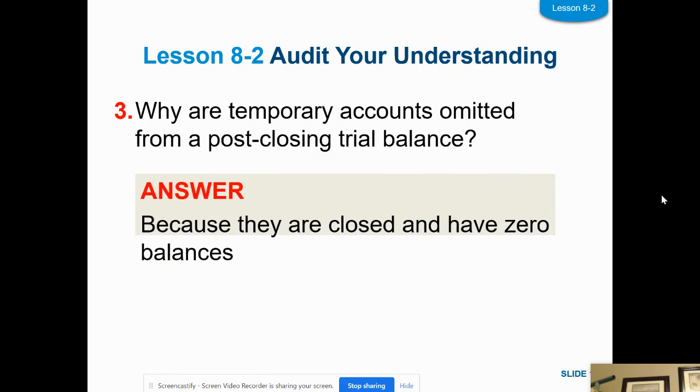Why are temporary accounts omitted? They've been closed, first to income summary, then income summary rolled up to the capital account. They all have zero balances. They have no use in the post-closing trial balance.